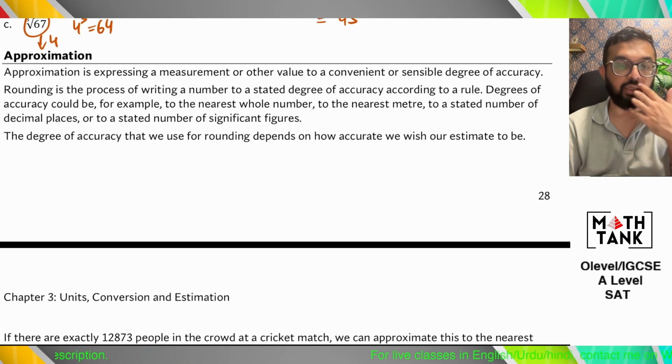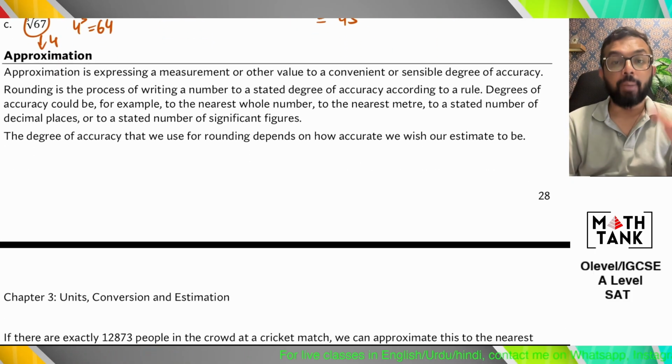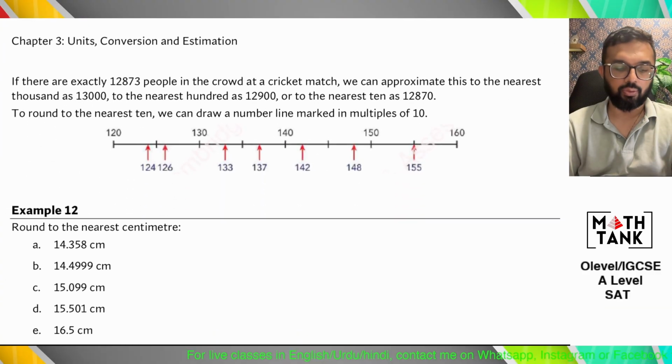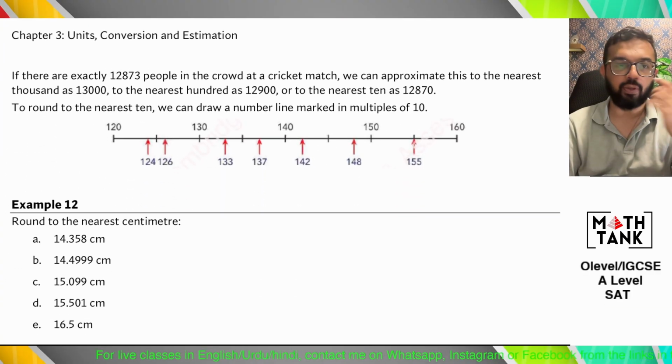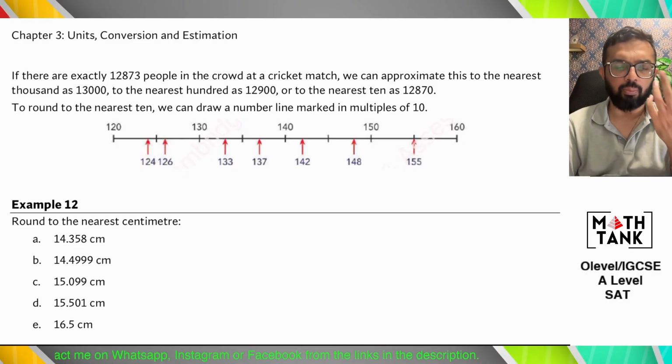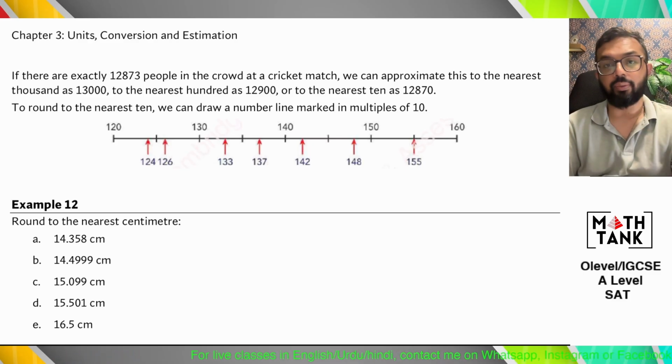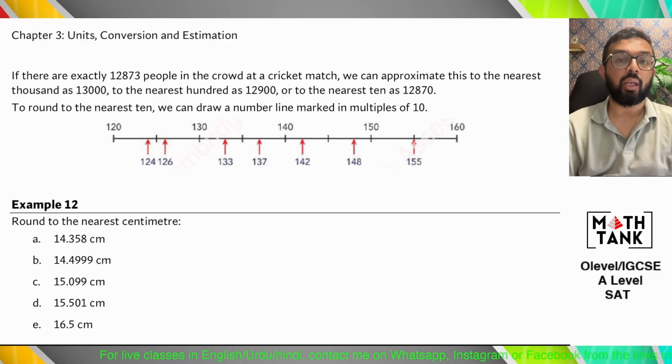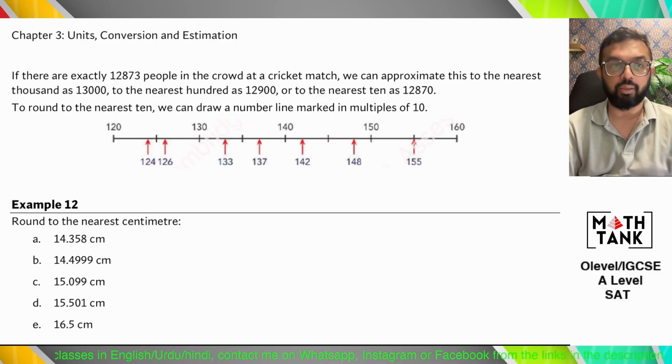The degree of accuracy that we use for rounding off depends on how accurate we wish our estimates to be. We'll talk about significant figures later on. Let's first learn a bit more about approximation right now. If there are exactly 12,873 people in a crowd at a cricket match, we can approximate this to the nearest thousand as, let's say, 13,000 people. I can also say to the nearest 100 is 12,900, or to the nearest 10 is 12,870.